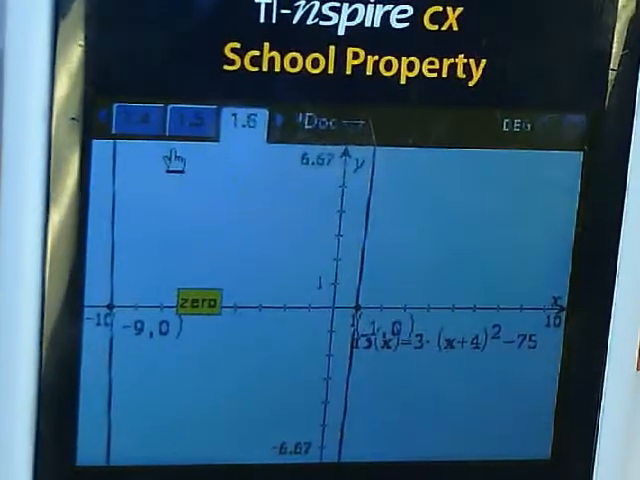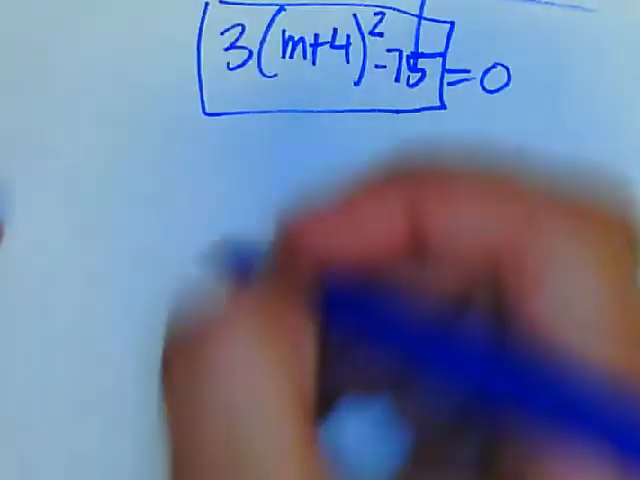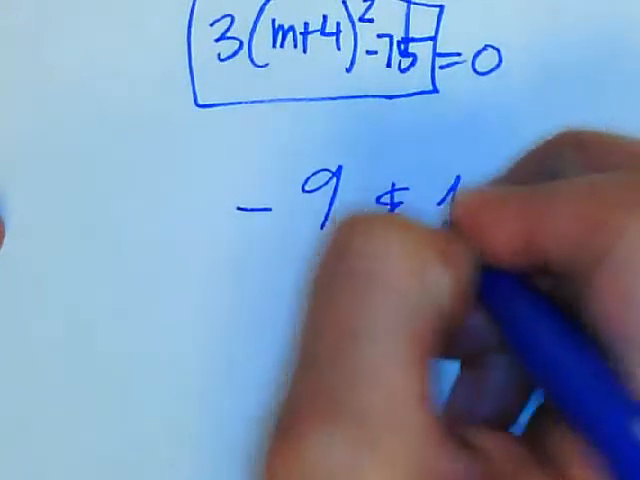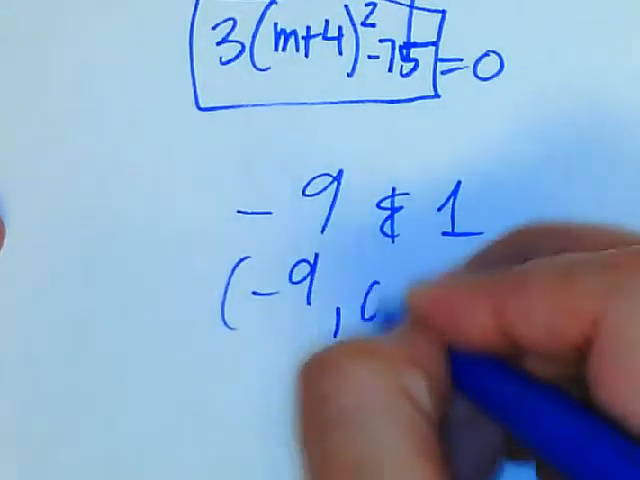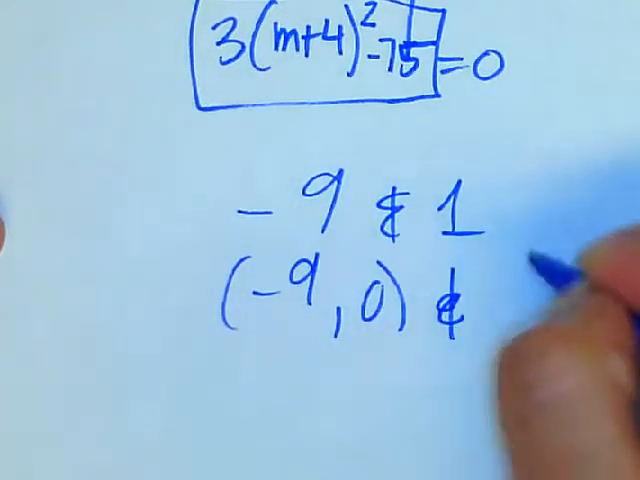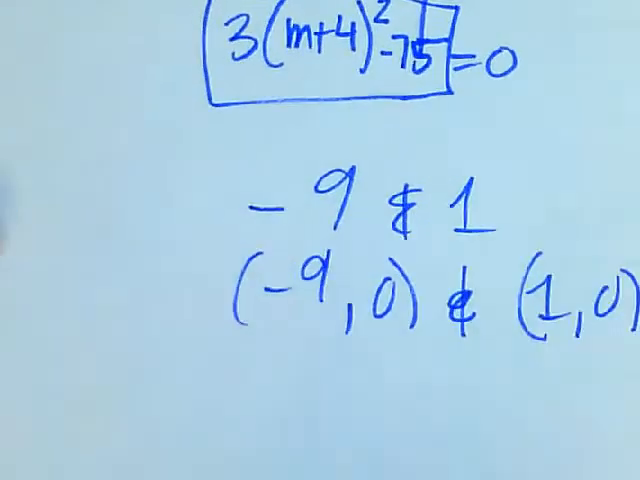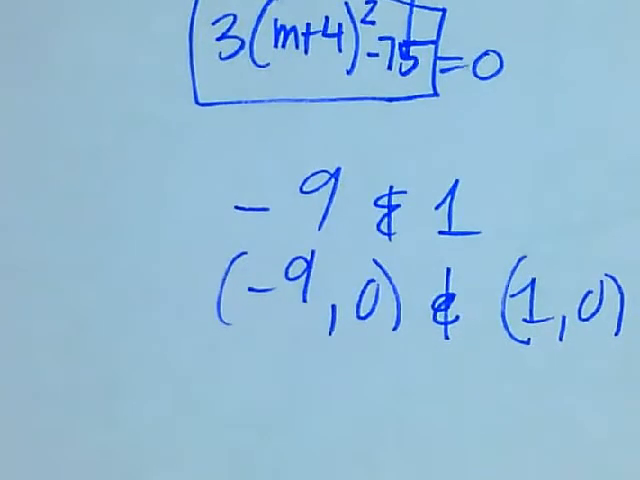So it will be -9 and 1. Or you could also write it like this. And those would be the answers. So that's a little short review on quadratic equations.